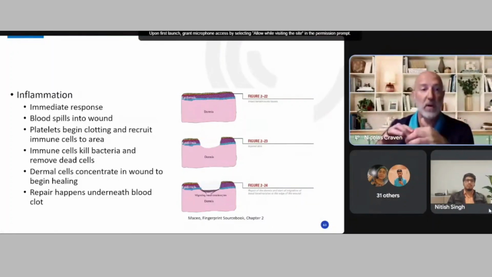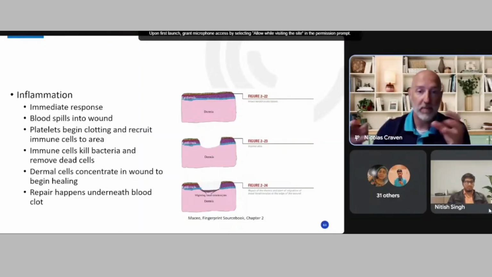Blood is going to start pouring into that wound. If you've ever cut yourself, you know what happens as soon as you cut yourself. Shortly thereafter, you start seeing blood show up. The reason for that is there are platelets in your blood that help with the clotting, and the blood also helps recruit immune cells to fight off any bacteria or other things that might be trying to invade your body, because now they have access to your blood supply and can start getting deep into your body. Immune cells will immediately start killing off any bacteria and remove some of those dead cells.